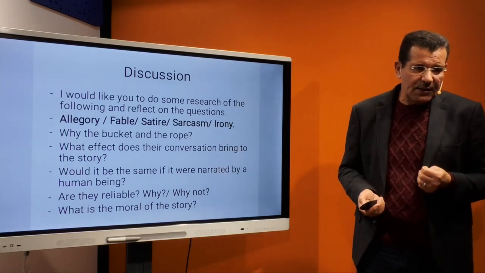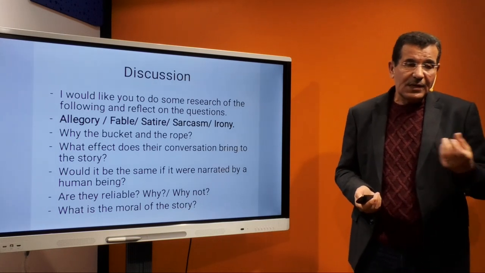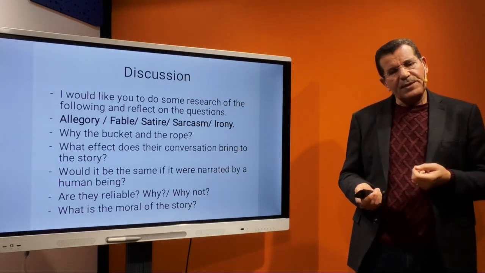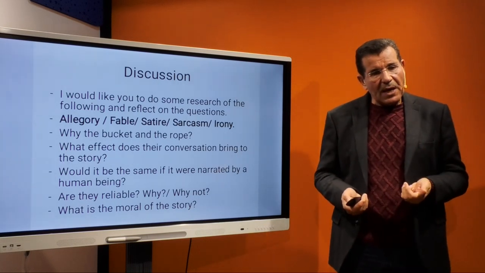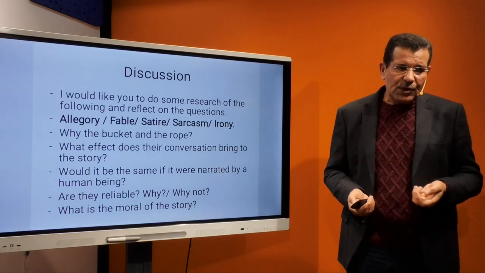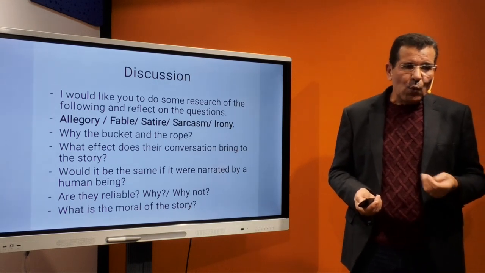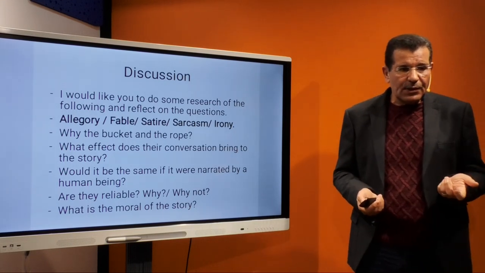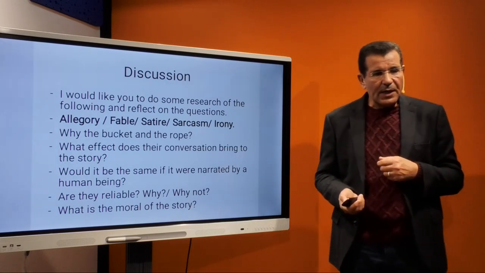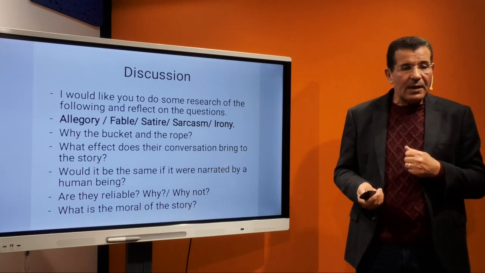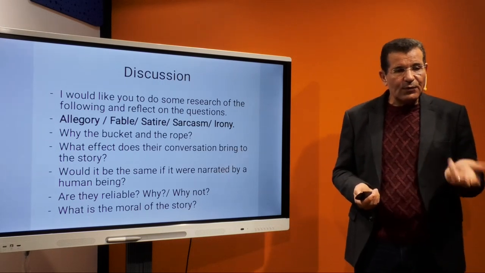To end here as a conclusion, I would like you to do some research on the following and reflect on the questions. First, there are key words that I'd like you to seek: concepts, allegory, fable, satire, sarcasm, irony. And I ask questions here: why the bucket and the rope? What effect does their conversation bring to the story? Would it be the same if it were narrated by a human being? Are they reliable? Why not? What is the moral of the story?